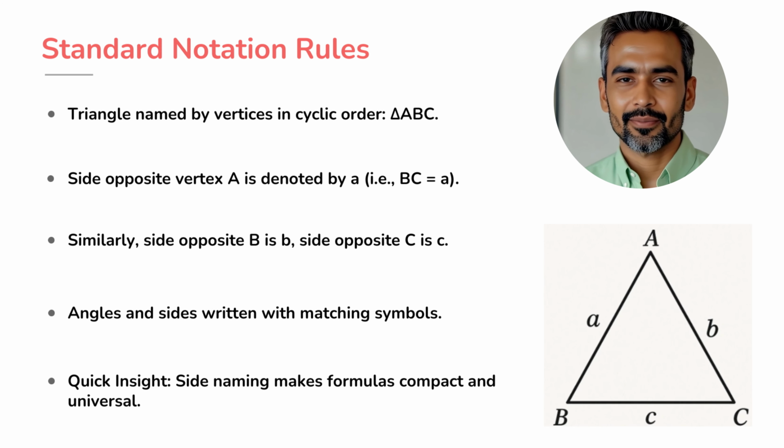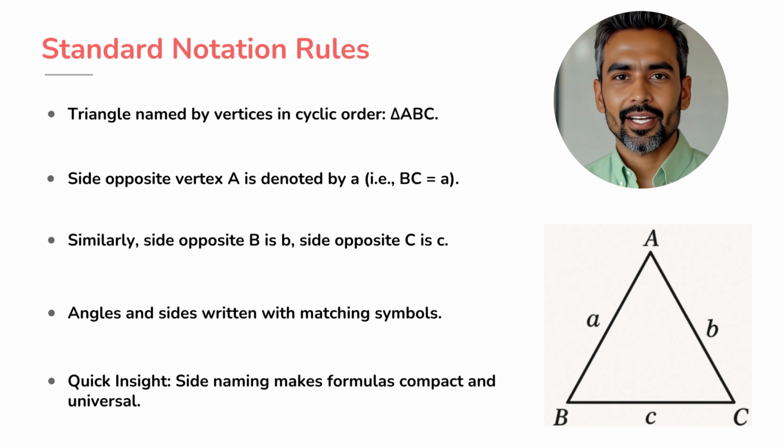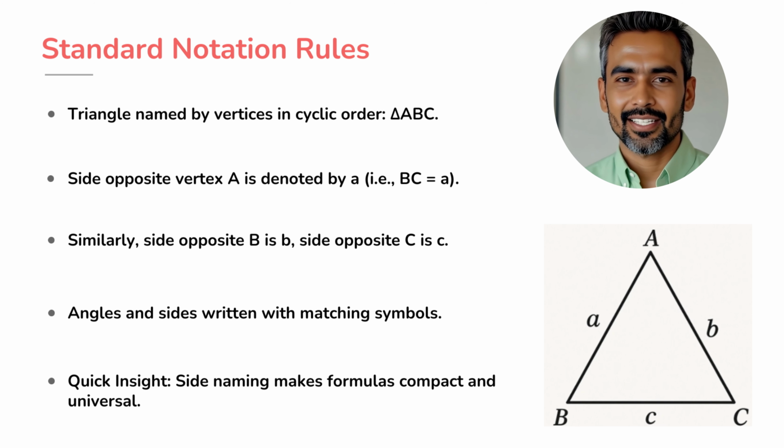Before we dive into trigonometric formulas, let's agree on the standard way of naming triangles. We always name a triangle by its vertices in cyclic order. So, this one is triangle ABC now. Here's a neat convention. The side opposite a vertex is denoted by the same letter in small case.